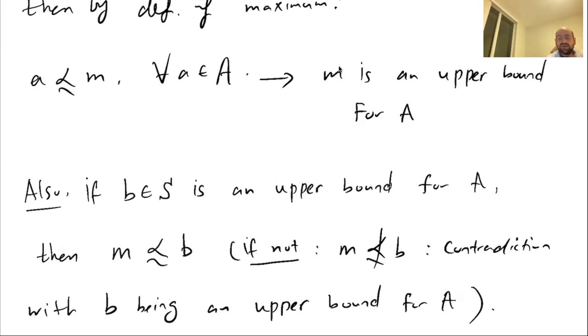Remember, M is supposed to be the maximum, and maximum by definition always lies inside the set. So B has to be bigger than or equal to every element of the set, and one of the elements of A is M. So B has to be bigger than or equal to M as well. So this means that M is the least upper bound of A, because we showed that it's an upper bound and it's the least among all other upper bounds. So M, which was a notation for maximum of A, is equal to supremum of A.